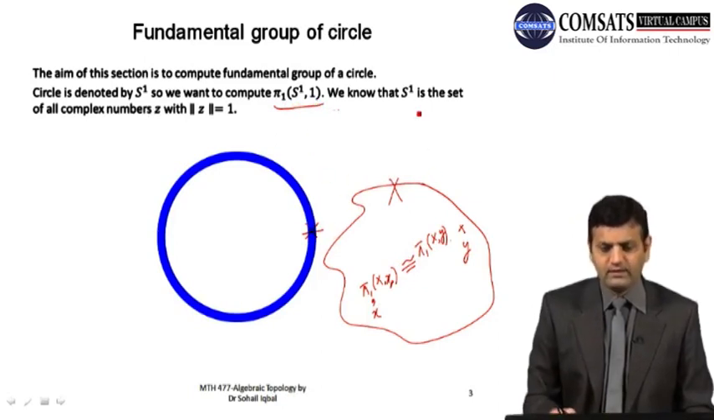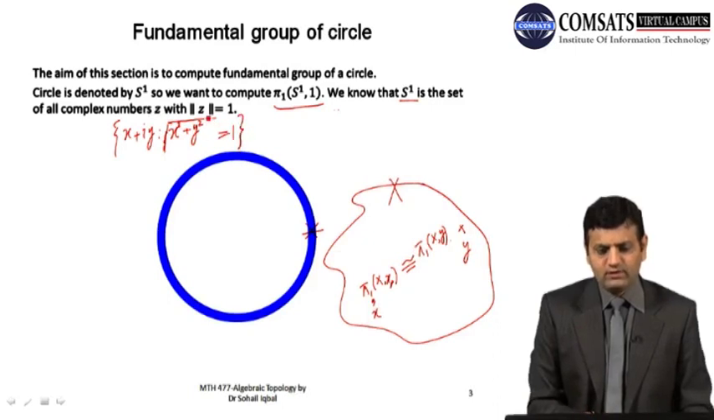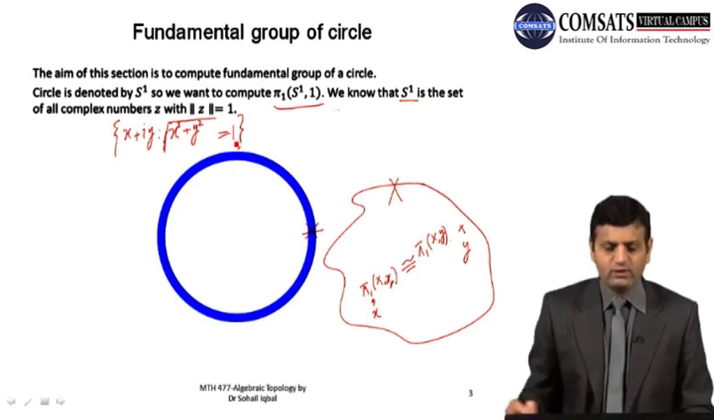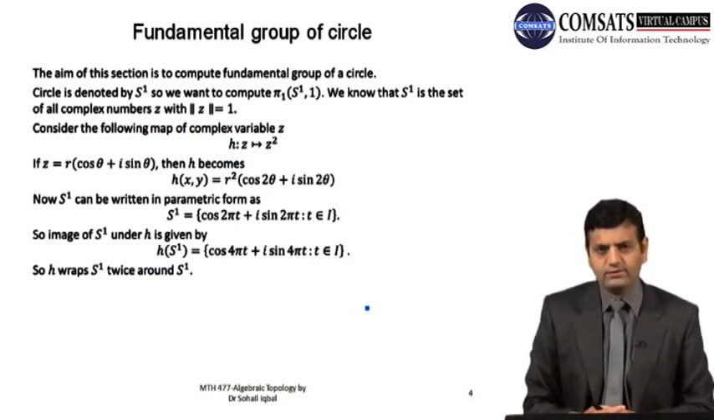So we define S1 to be the set of all complex numbers z with norm of z equal to 1. That is, the set of all complex numbers x plus iota y such that the square root of x square plus y square is equal to 1, which means the set of all points in the plane whose distance from the origin is equal to 1. Now, what is the rough idea of what we are going to do?